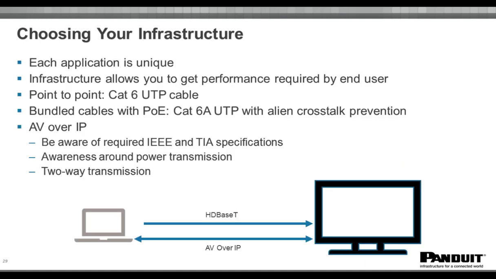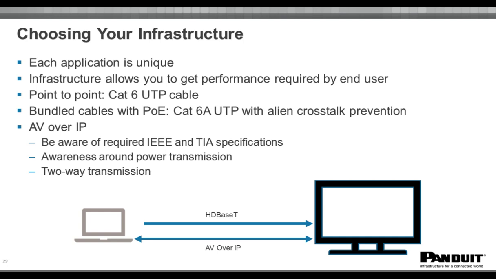Thanks, Steve. And we know that each AV application is a little bit unique. Some systems are point-to-point in a conference room. Some systems are networked. But by really considering your network and your infrastructure, you're going to be able to get the performance required by the end user. So if you pay the money for that great 4K or 8K video system, you want your end user to be able to utilize that. And the only way they're going to be able to do that is if the infrastructure can support it.